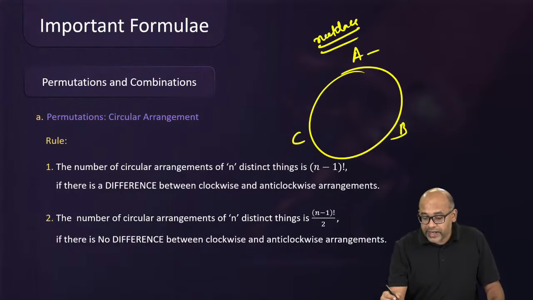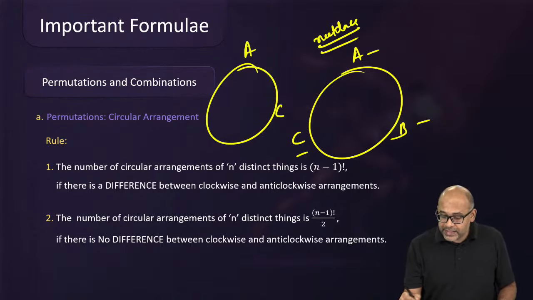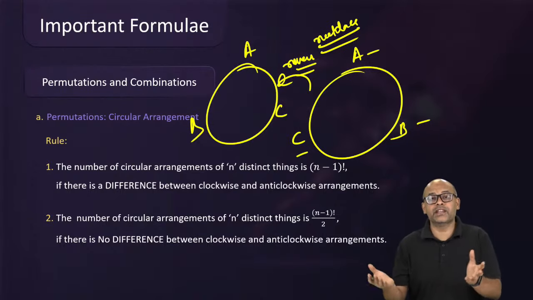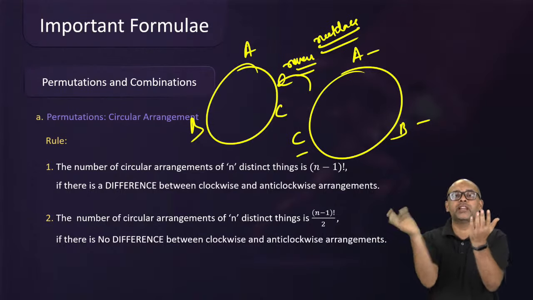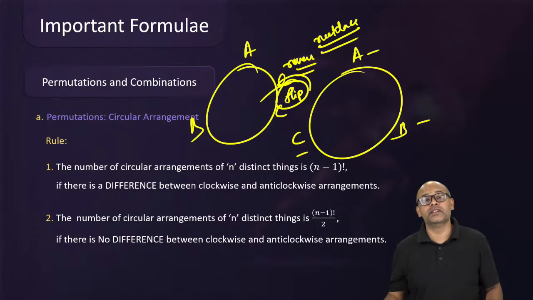Which means when you arrange A, B and C, I will also get A, C and B just by reversing it. Without rearranging, I take the same necklace without any rearrangement, I'll just flip it. That is flipping it. If I flip it, I'll get another ABC.